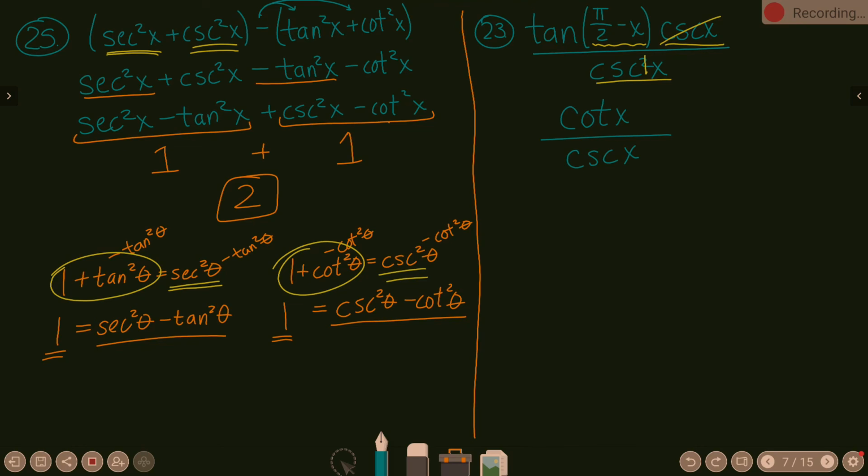Okay, so if we go that route, what do you know about cotangent? Cosine x over sine x. All over. What do we know about cosecant? 1 over sine x.